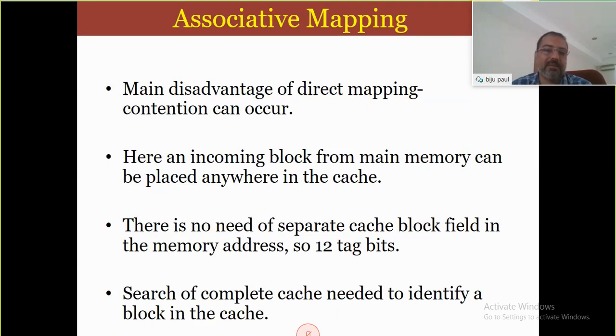Fully associative mapping. The main disadvantage of direct mapping we have already seen. To overcome that disadvantage, we can use associative mapping. In associative mapping, the main disadvantage of direct mapping is overcome. It means that any block of the main memory can be loaded to any block in the cache memory. Whichever is free, it can be loaded there.